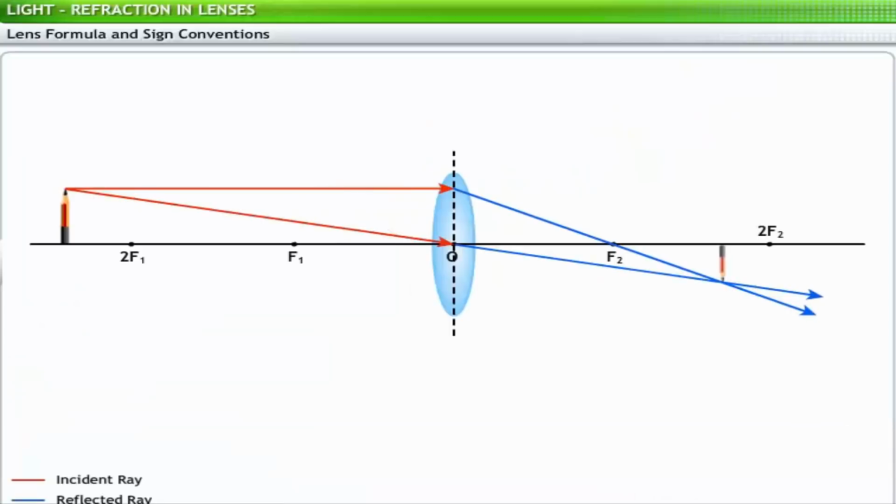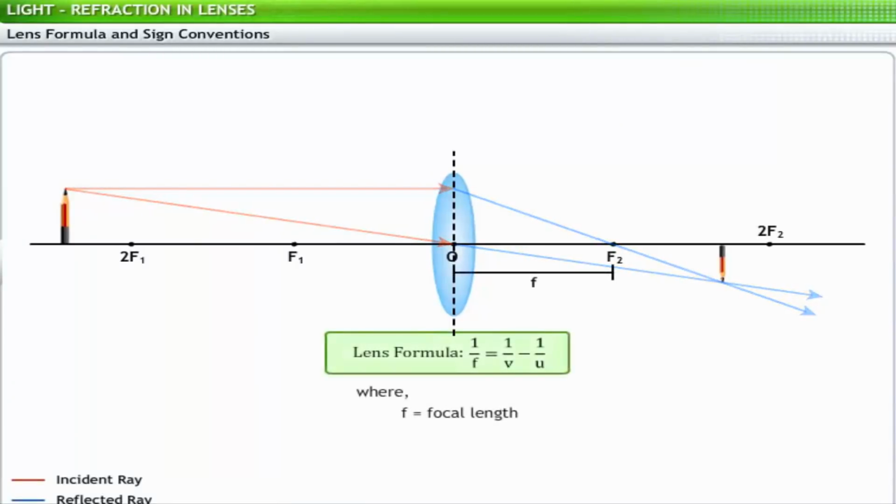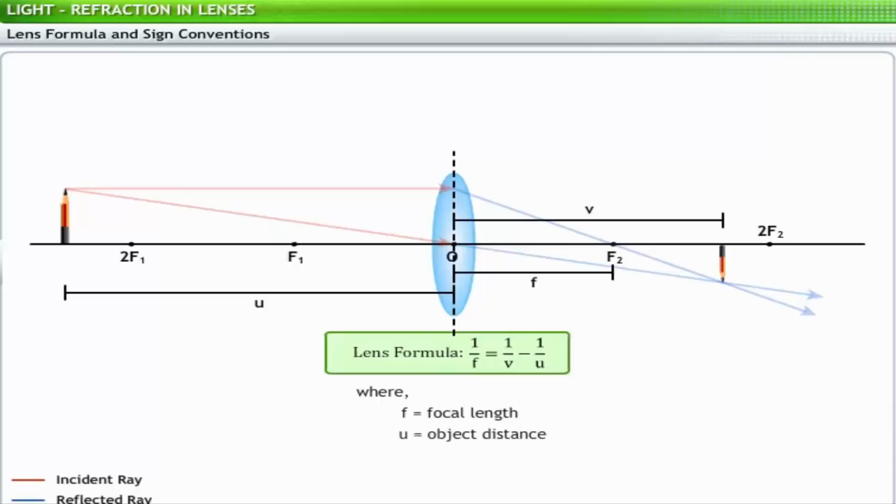The lens formula defines the relationship between the focal length of the lens f, the distance of the object from the optic center u, and the distance of the image from the optic center v. 1/f = 1/v - 1/u.